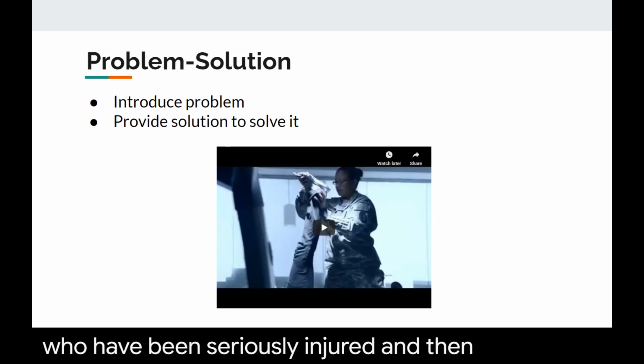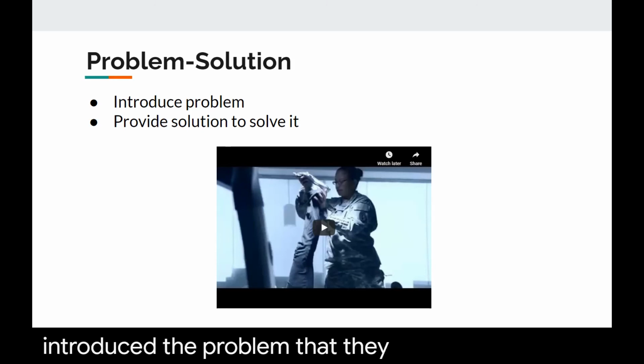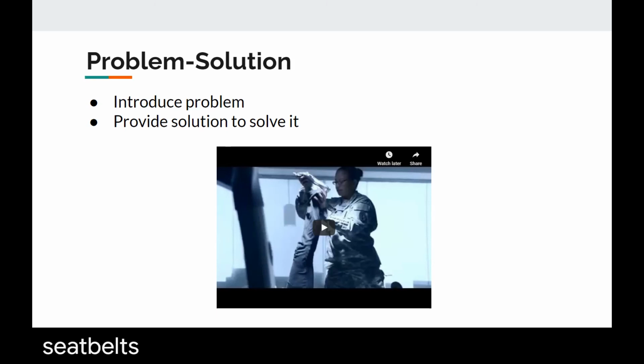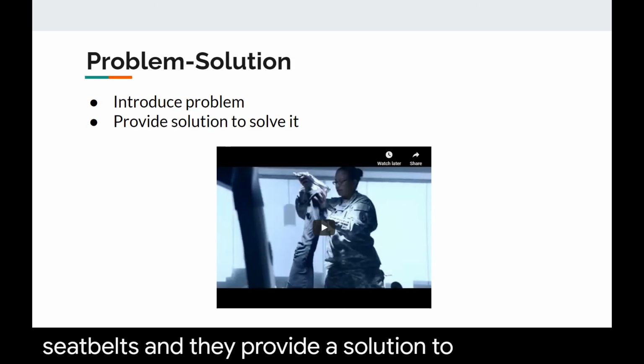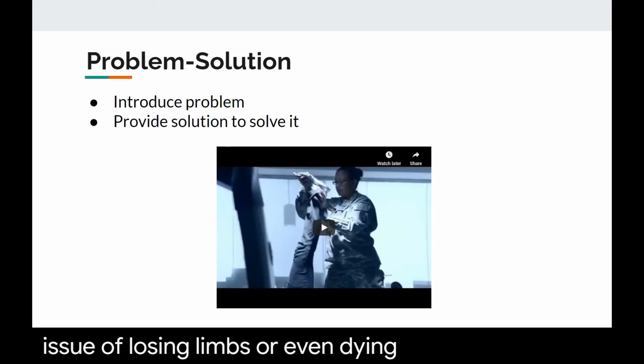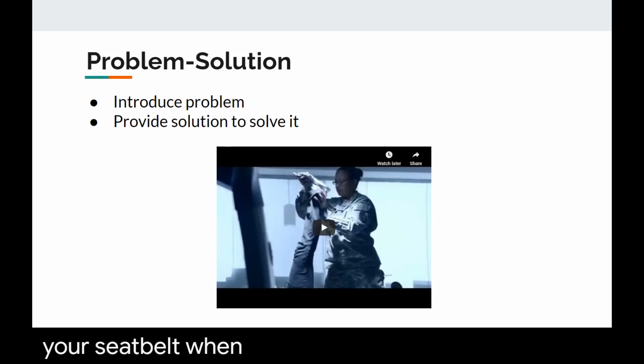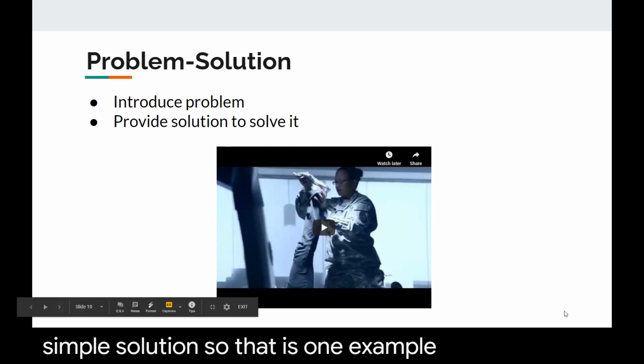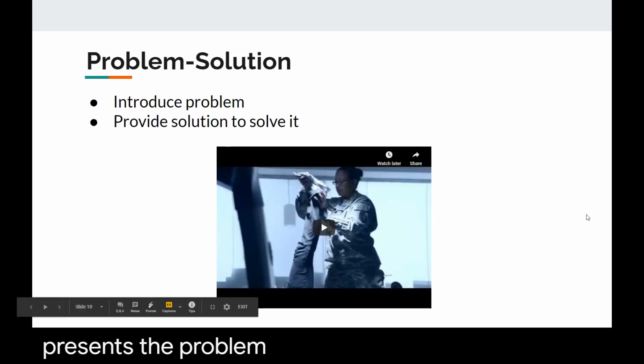And then they introduce the problem that they are not wearing seatbelts, and they provide a solution to solve the issue of losing limbs or even dying due to not wearing your seatbelt when they say buckle up, right? Pretty simple solution. So that is one example of a PSA that presents the problem, but then provides a solution for it.